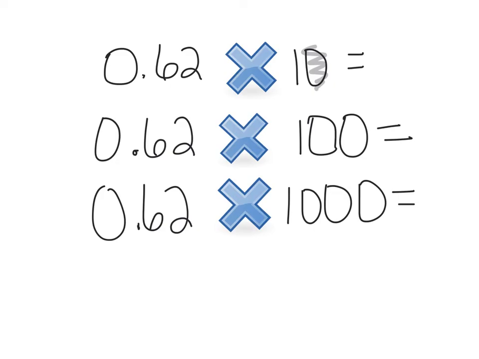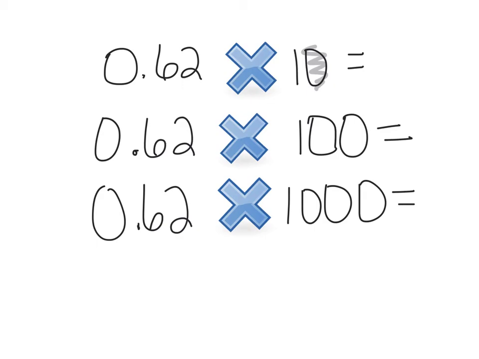So we're going to use 0.62 times 10, and I already showed you that it has 1 0. So that means I'm going to move my decimal how many times? I'm going to move this 1 time. But I want to make the number 0.62 bigger. When I multiply, my numbers get bigger. So my decimal is going to move to the right to make this bigger.